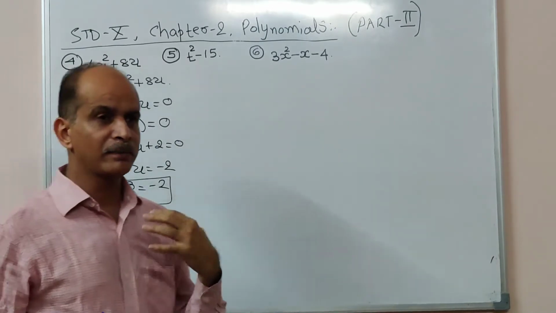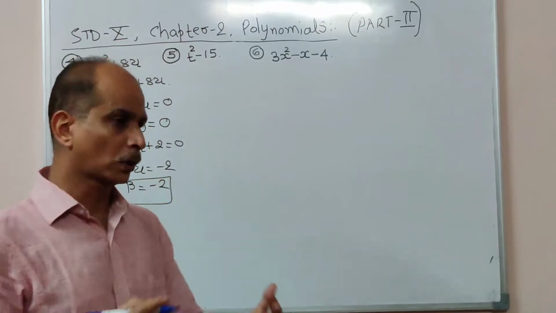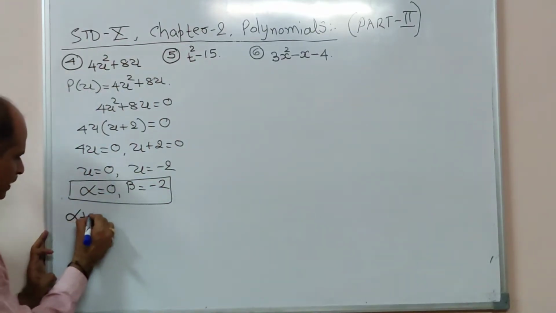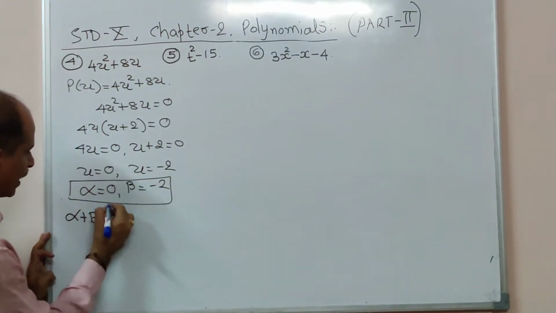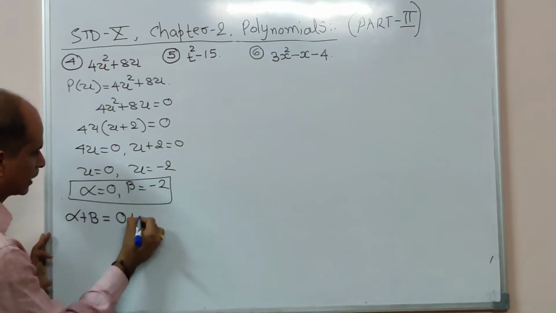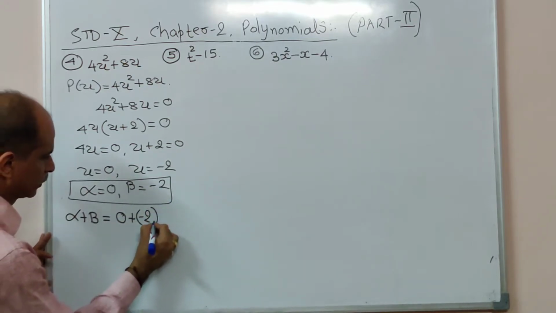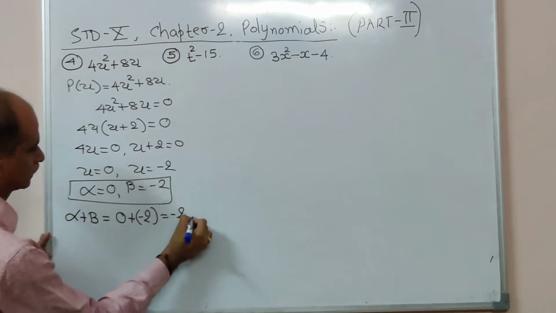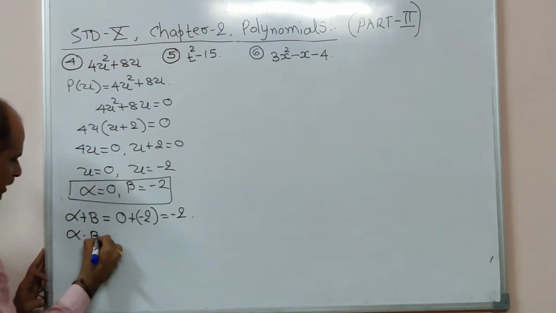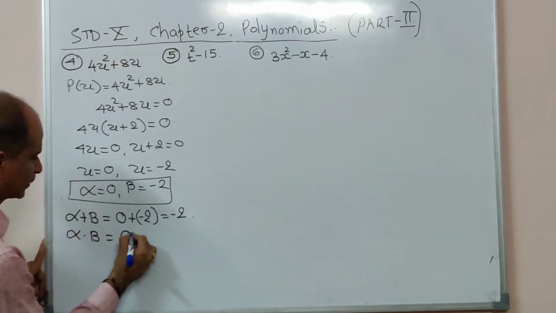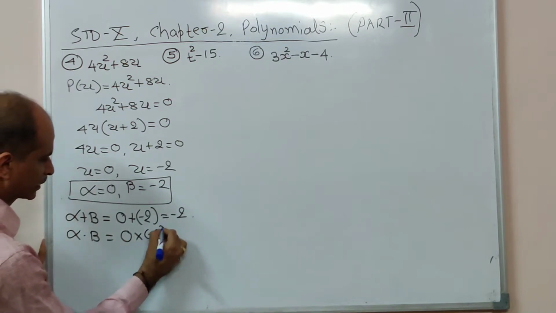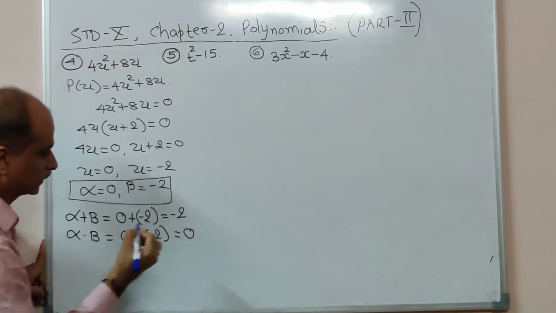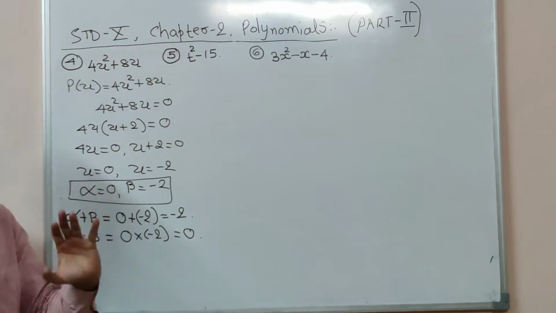Now your aim is to verify this. So let me find alpha plus beta. Alpha is equal to 0, beta is equal to minus 2. So it gives you minus 2. So alpha into beta is equal to 0 into minus 2. It becomes 0. Now our question is to verify them.